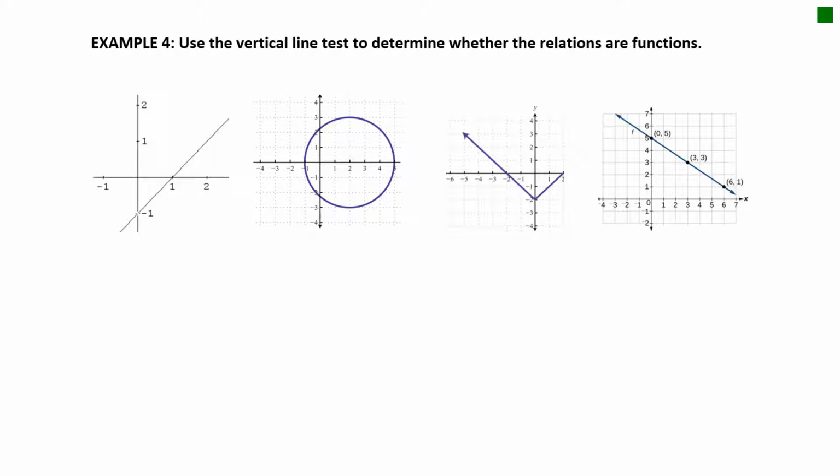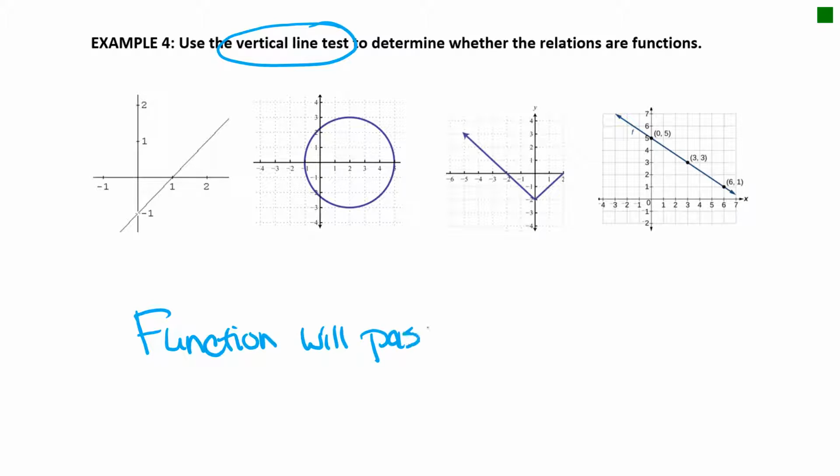All right, there is also a way to test the graphs. It's called the vertical line test. A function, write this down, will pass the vertical line test.